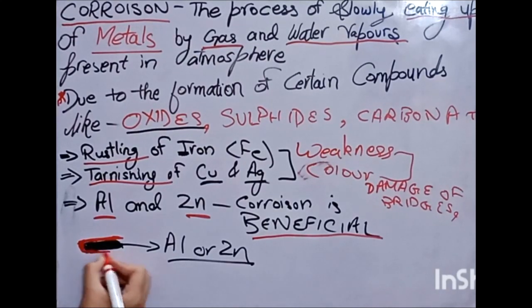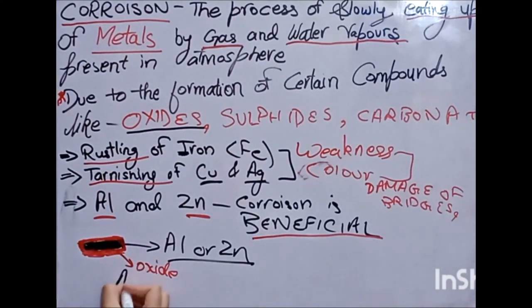I am just denoting oxide as red color. So oxide is formed. ठीक है? This oxide is formed. So अब होता क्या है? Due to this formation of oxide, the underneath, ये अंदर जो आपका aluminium and zinc है, this is protected, और ये oxide जो है, it acts as a protective layer. ठीक है.